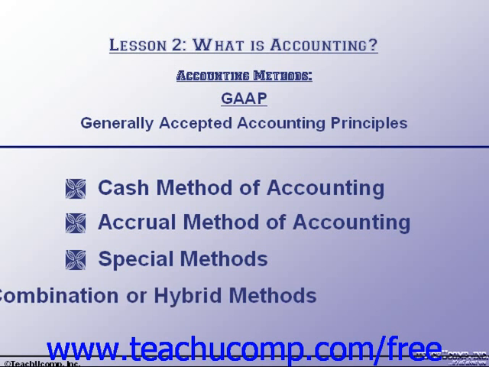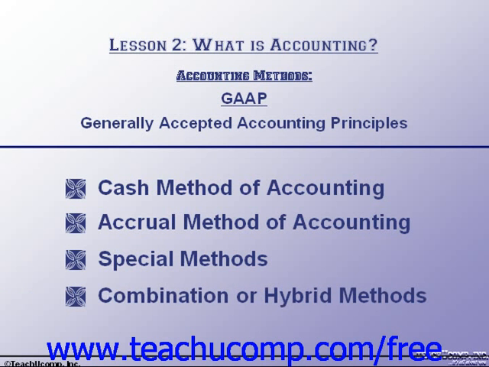You can also use combination or hybrid methods. So as a general rule of thumb, unless specifically required for other reasons, you can use any combination of cash, accrual, and special methods of accounting as long as the combination clearly reflects your income and you use it consistently. However, the following restrictions do apply.